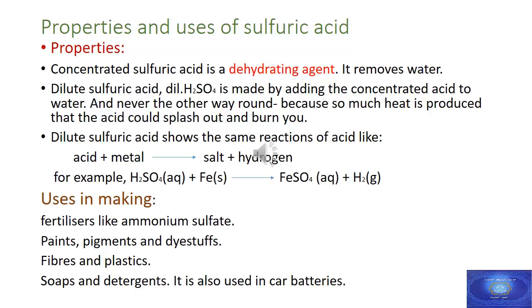What are the uses of sulfuric acid? Sulfuric acid is mainly used in making fertilizers like ammonium sulfate. Hope you all know the uses of fertilizers from the previous chapter. And sulfuric acid is also used in making paints, pigments and dyestuffs, and also in making fibers and plastics, also soaps and detergents. It is also used in car batteries. So these are all the uses of sulfuric acid.